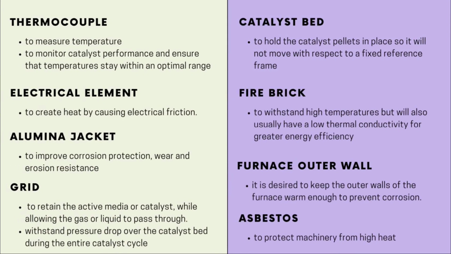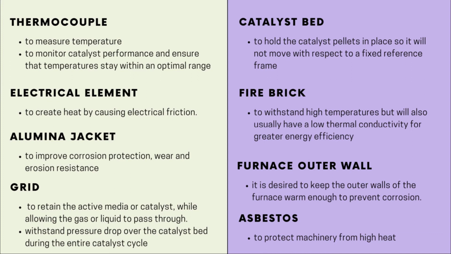Thermocouples are sensors used to measure temperature. They are also used to monitor catalyst performance and ensure that the temperature stays within an optimal range. The electrical element is a resistance coil which is designed to create heat by causing electrical friction. Alumina jacket is widely used in a range of industrial applications to improve corrosion protection, wear and erosion resistance.